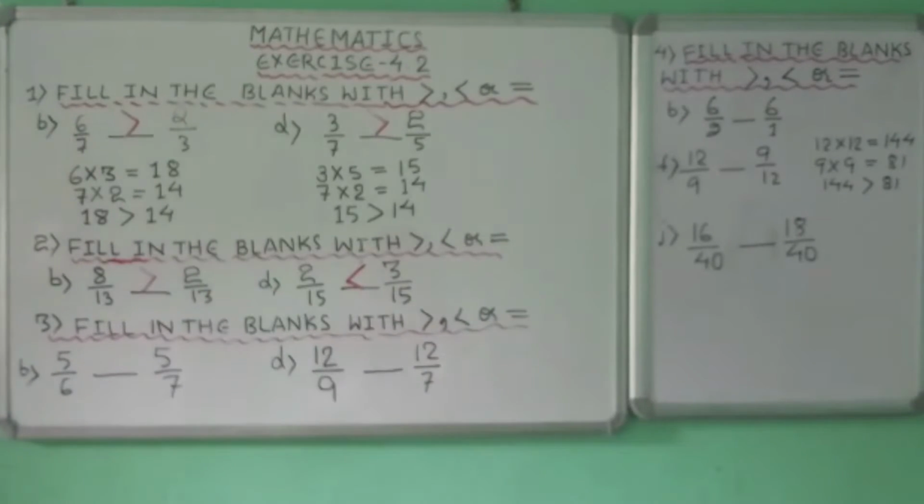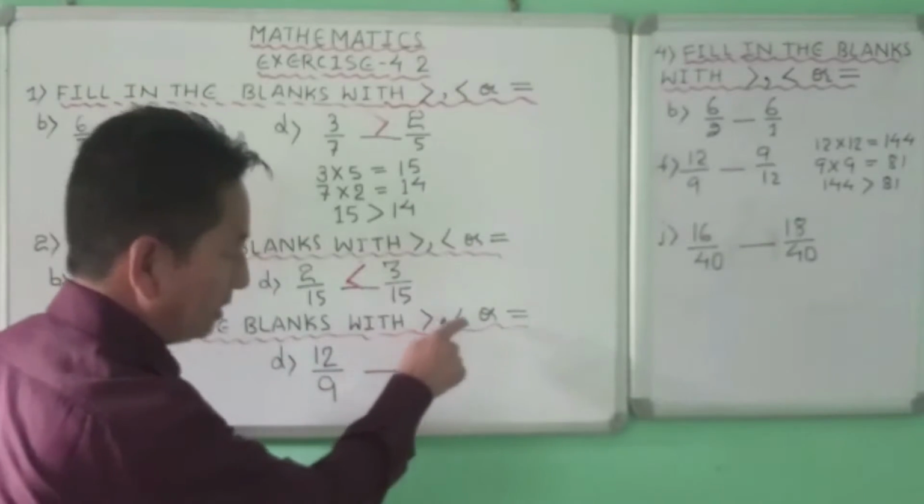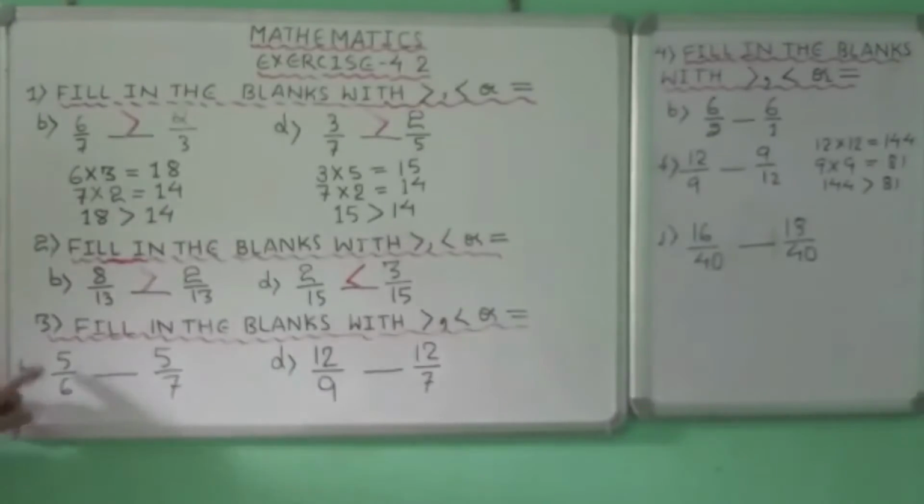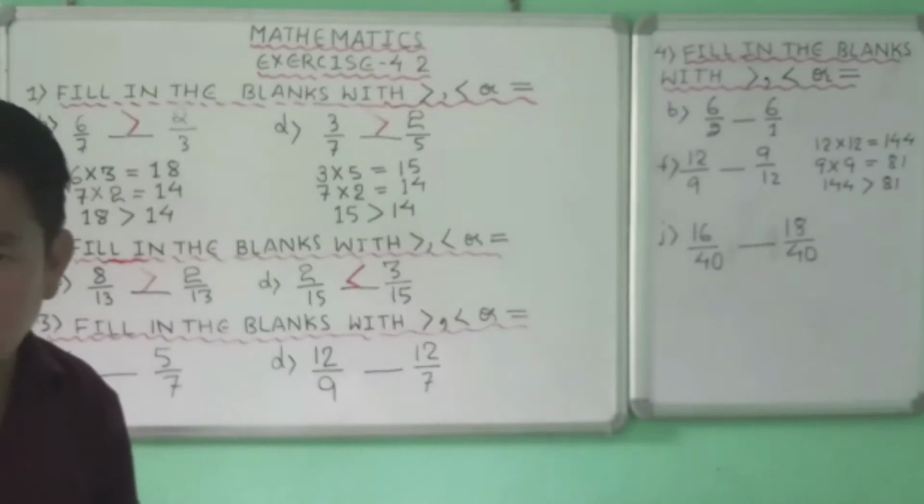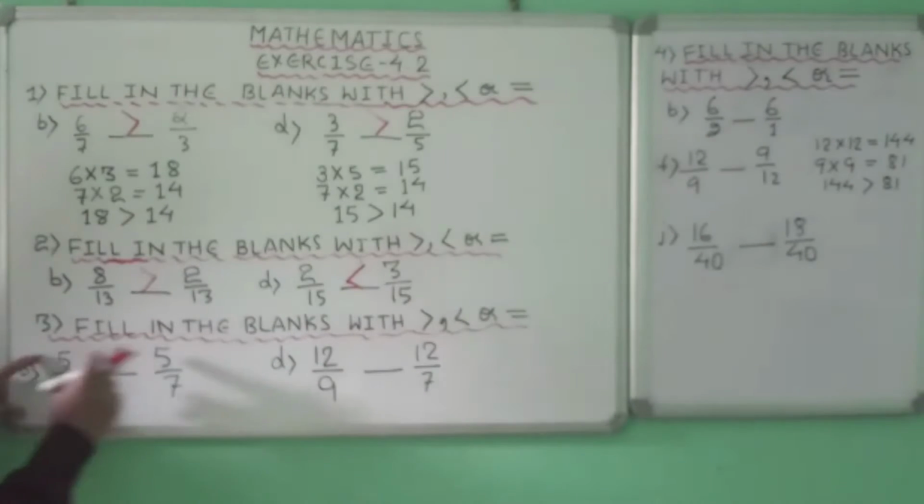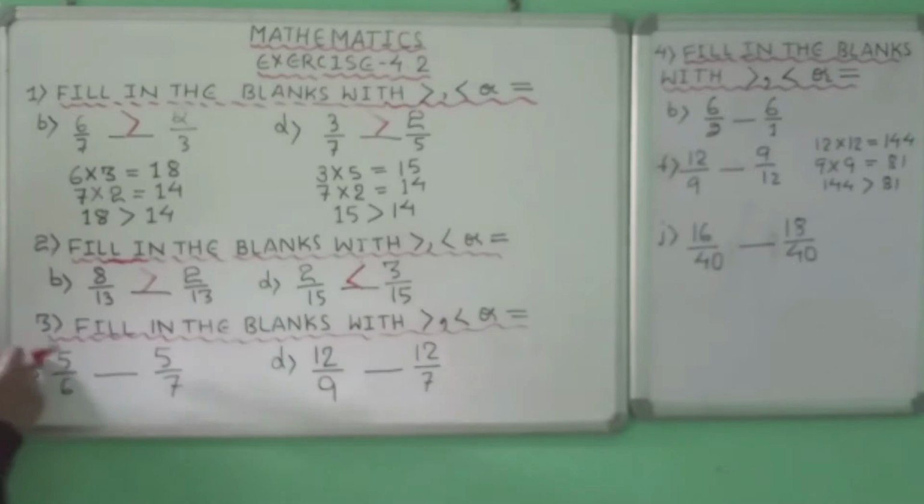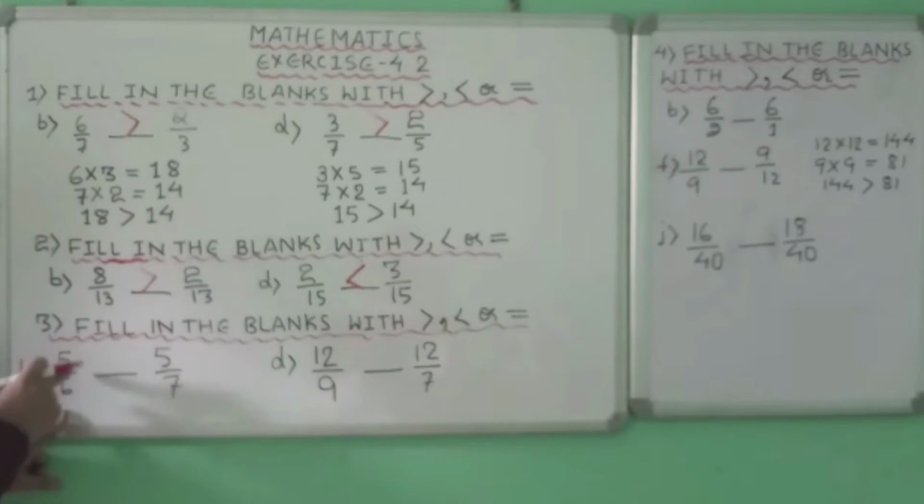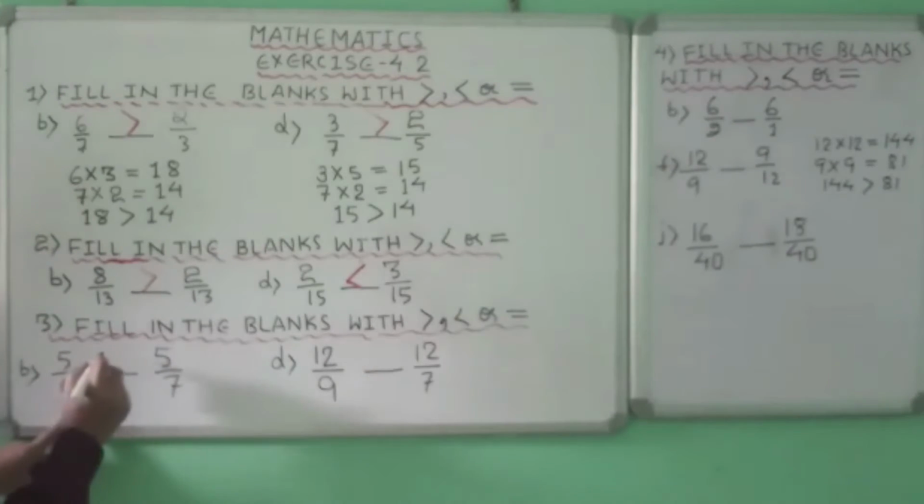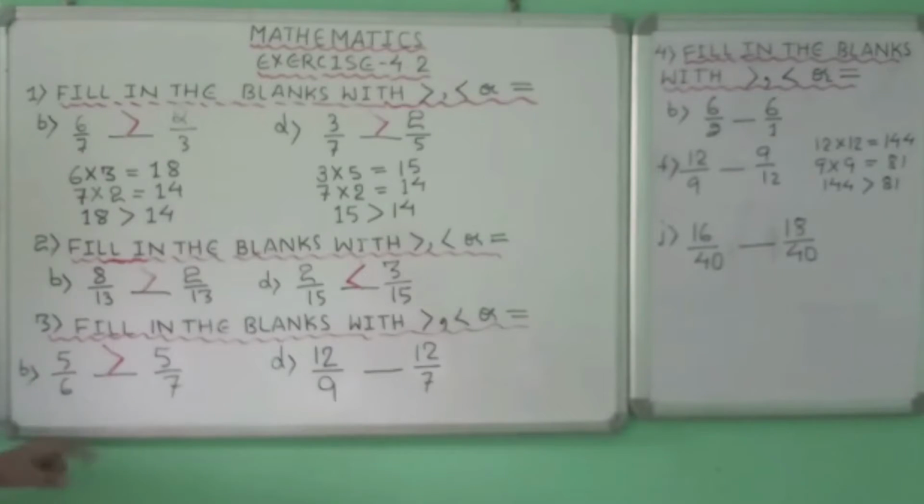Now next, question number 3: fill in the blanks with greater than, less than or equal to. Here 5 by 6, 5 by 7. As you can see here, these are unlike fractions. Unlike fractions means those fractions whose denominators are different. But in this case, you can see they have the same numerator, but the denominators are different. In this case, the fraction whose denominator is smaller will be greater than the other. That means 5 by 6, 5 by 7: 6 is less than 7. So 5 by 6 is greater than 5 by 7. So we'll write this sign. 5 by 6 is greater than 5 by 7.